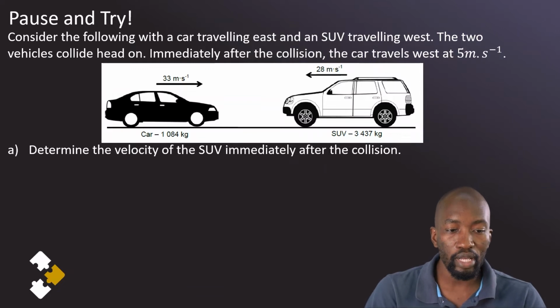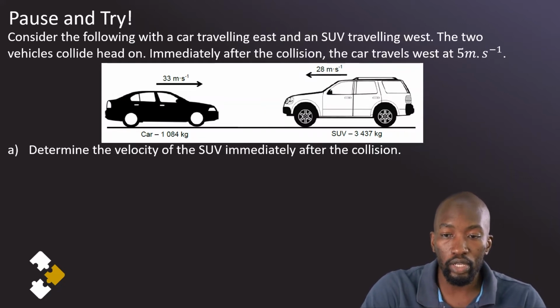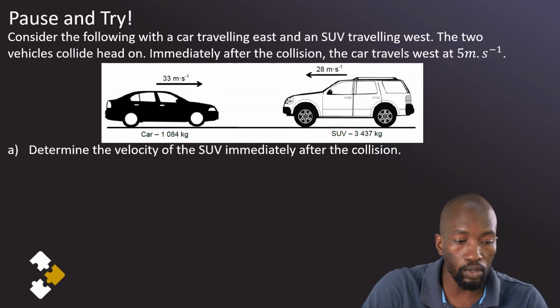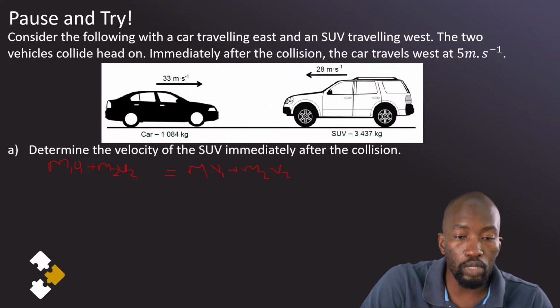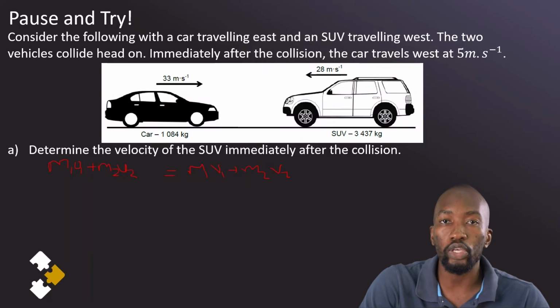A, they said determine the velocity of the SUV immediately after the collision. Now remember this, the cars did not stick together, right? So this means we can use the conservation of momentum, but now we can just say M1 U1 plus M2 U2 is equal to M1 V1 plus M2 V2. The U just means initial velocity. So instead of writing Vi, you can instead use U.